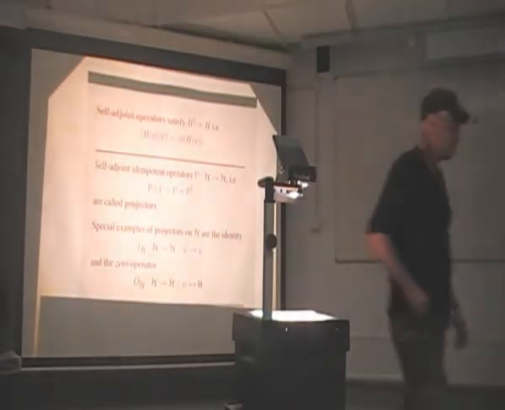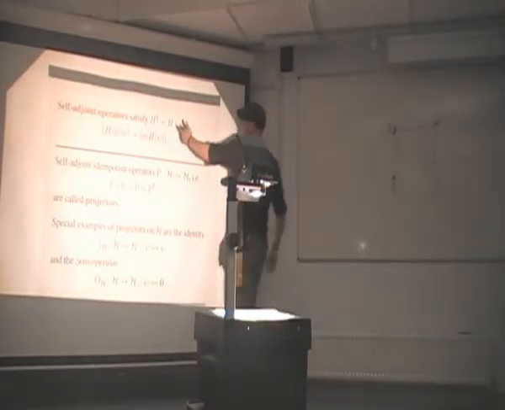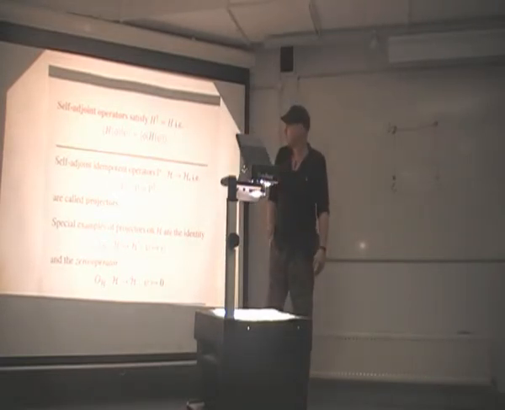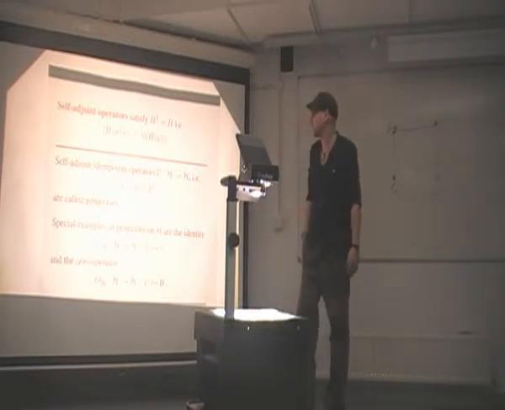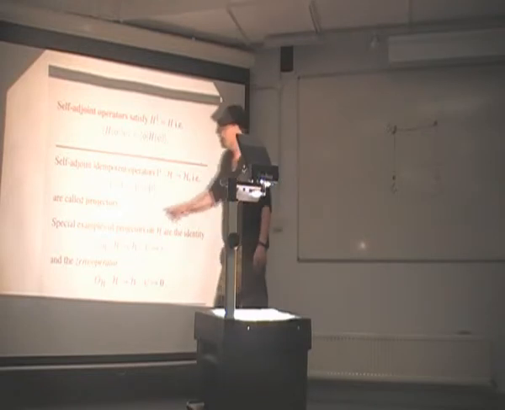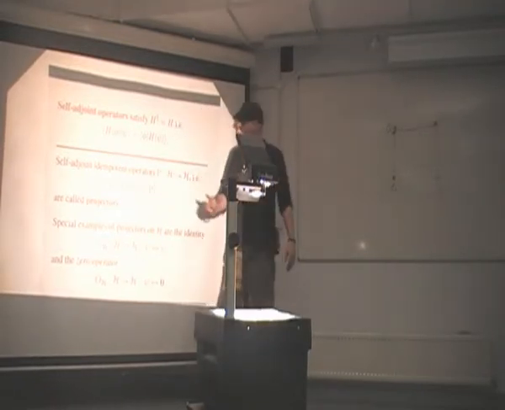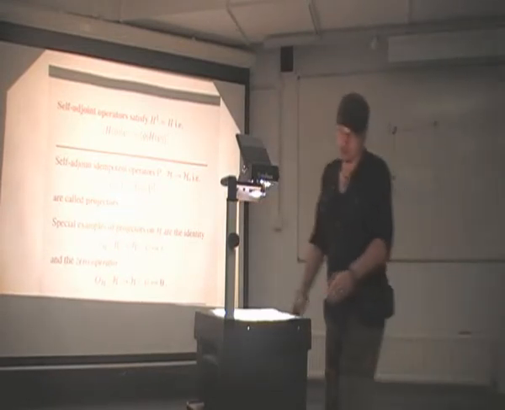So self-adjoint operators. Obviously, they're invariant on the adjoint, so they have to be endomaps, otherwise the type wouldn't fit. Well, quantum mechanics, the way it's usually told, is very untyped anyway. And a projector is just the usual notion of projector from algebra. It's like a self-adjoint idempotent.